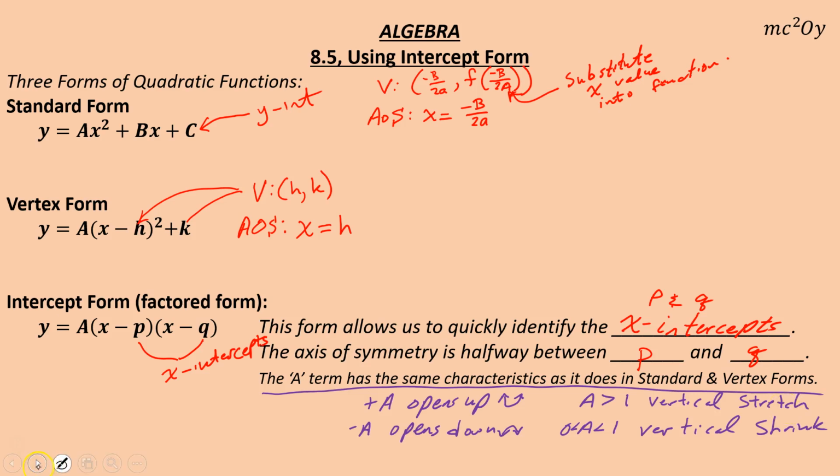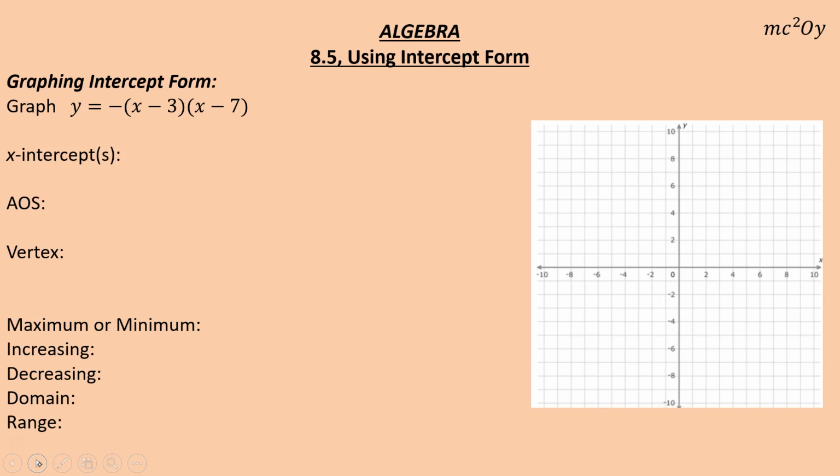So let's go ahead and use the intercept form here. When I look at this graph, it says graph y equals negative (x minus 3) times (x minus 7). Notice this is a negative 1 there. My x-intercept, well, one of them is x minus 3. The reason that's an x-intercept is because when we set that equal to 0, we get x equals 3. And then if we did the same thing with x minus 7 equals 0, we get x equals 7.